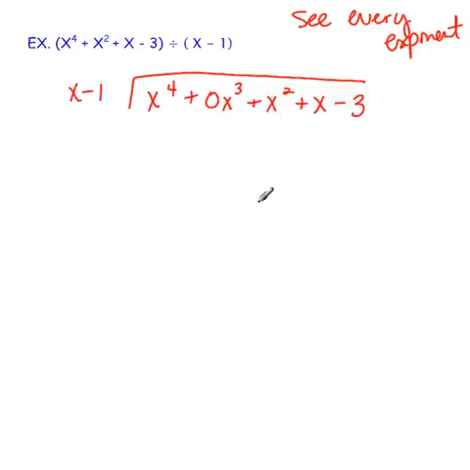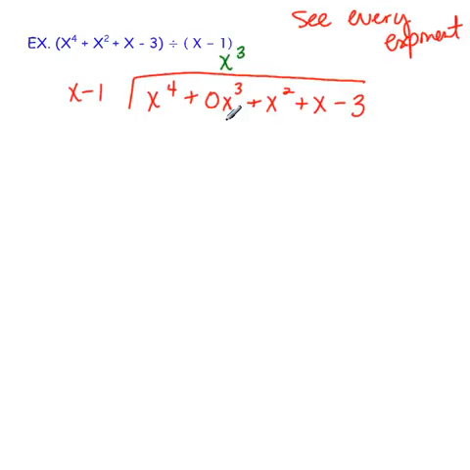All right, let's go from here. All we care about is the first term on the outside and the first term on the inside. The first term on the outside is x, and the first one on the inside is x to the 4th. So here we go. X times what will give you x to the 4th? X to the 3rd.